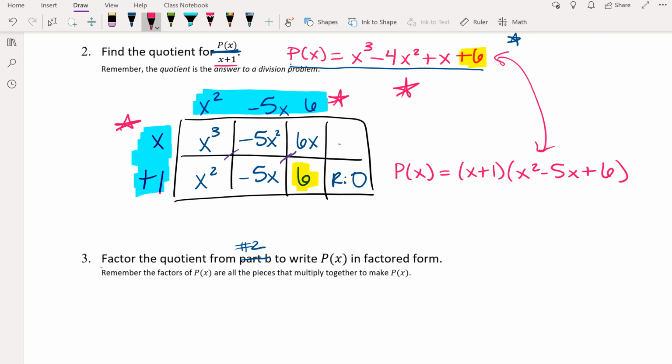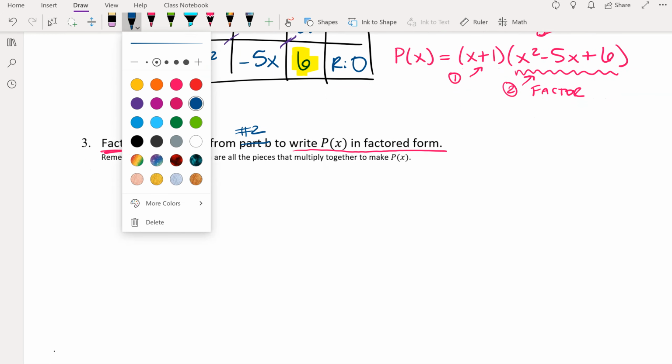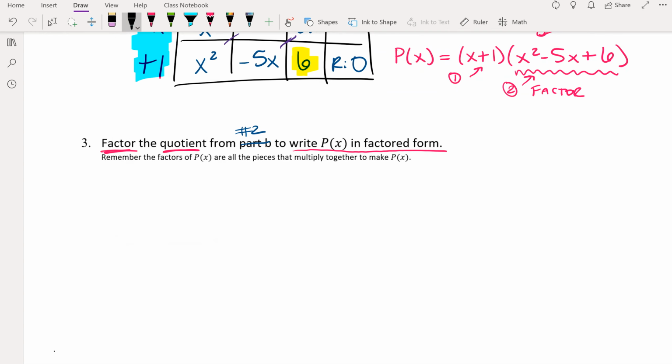Now, this question is telling us to factor the quotient, factor the answer from number 2. The answer from number 2 is this. And then it's saying write p of x in fully factored form. So all that question is saying is factor more. Factor p of x all the way. We have one factor, right here. We need two more factors coming from this piece. So let's go ahead and do that. And we're going to use the box, which is how we factor. So I'm going to draw another box, but one for factoring. And really quick, I'll just write this down here, equals x plus 1, x squared minus 5x plus 6.